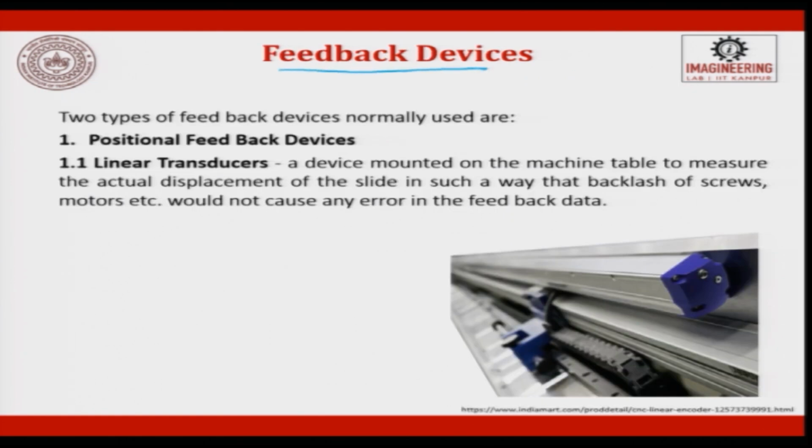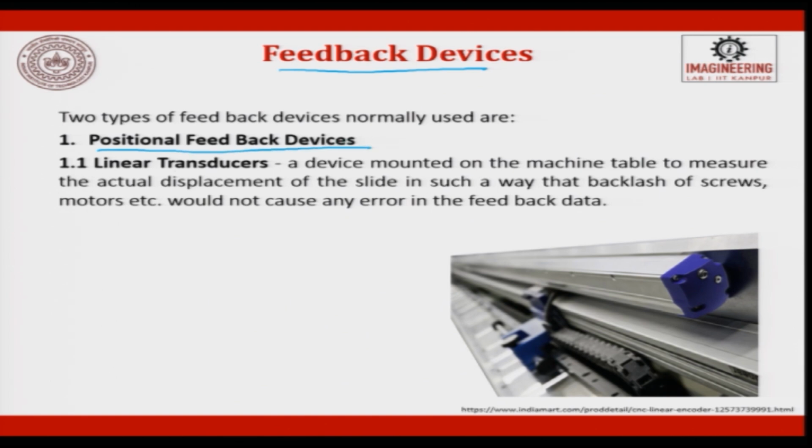Feedback devices. When we started CNC, we saw there are 5 sections. In that we saw motors, we saw drives, and now we have come to the last, which is nothing but the feedback device. There are 2 types of feedback devices. One is called the positional feedback device, the other is called the velocity feedback device.